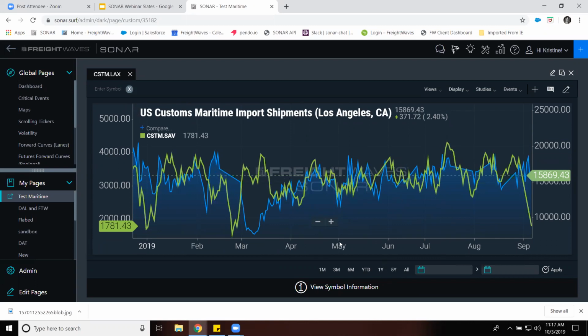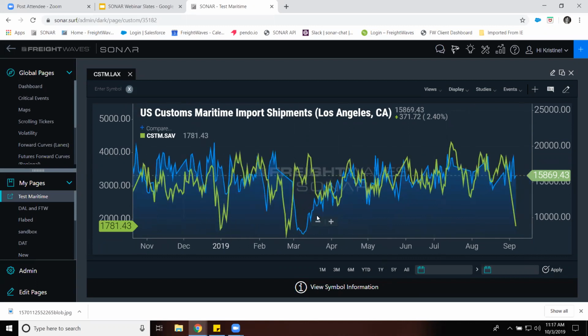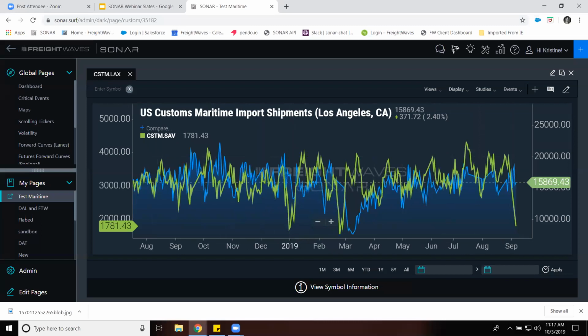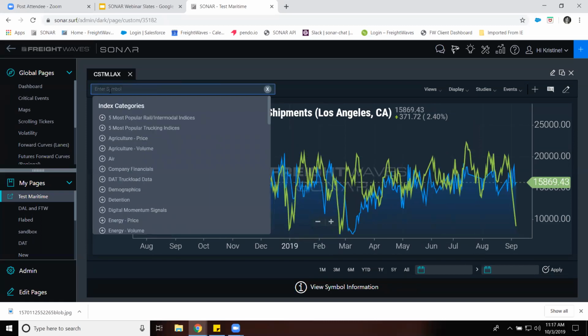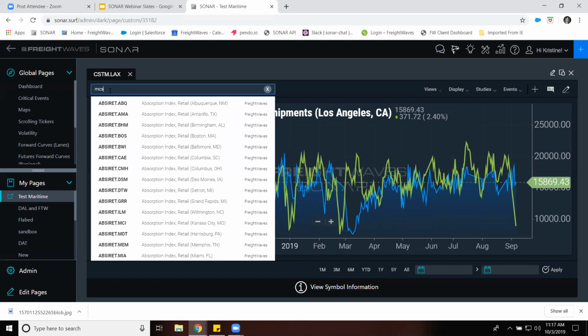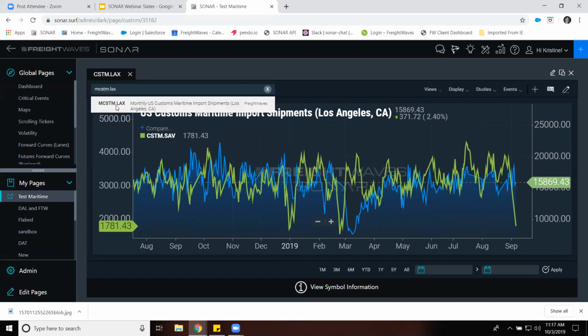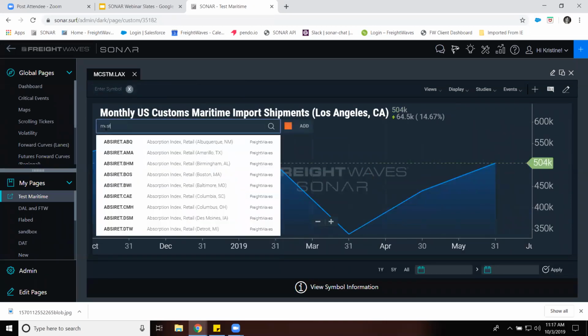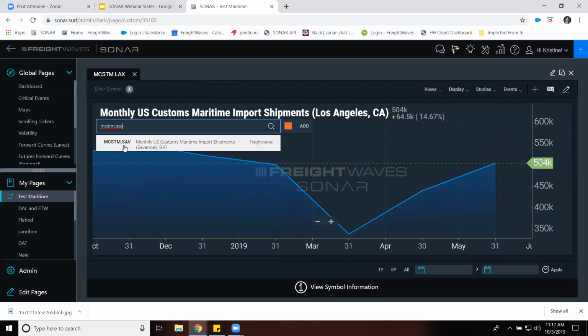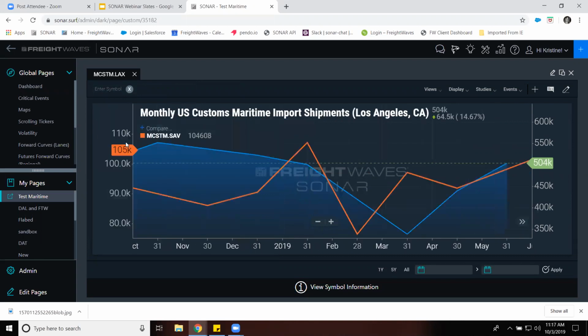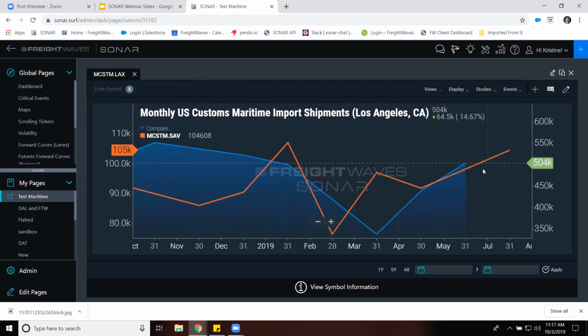This has been happening for a while, but you can back this all the way out, and you can see that it's been growing quite a bit. And you can see this clearer in things like the monthly variation of this. So if we look up MCSTM, that's going to be our monthly. So we'll pull up the same statistic in monthly. We're going to pull up LAX versus SAV. So we're going to look at the volumes coming into Savannah versus the volumes coming into Los Angeles. And if we look at this, pull this out, you can see right here, Savannah is really taking in a lot of volume right now.